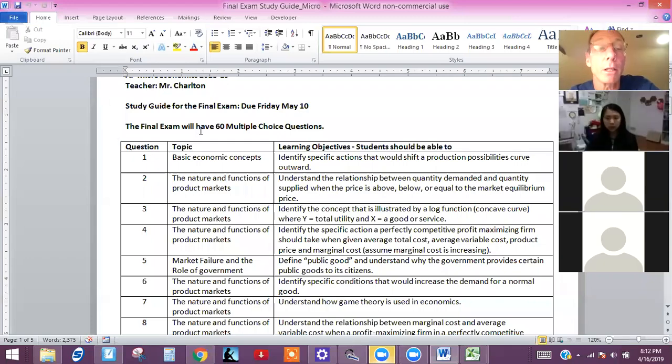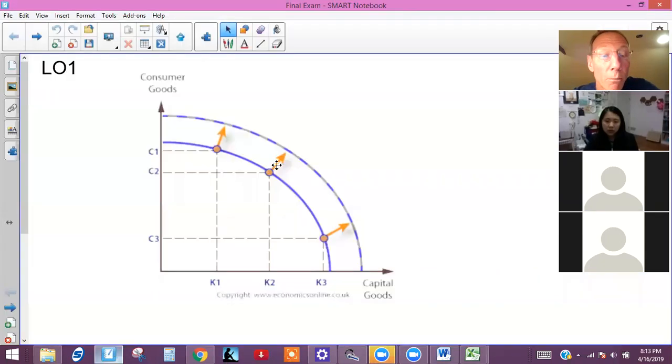So we're looking at question 1. Identify specific actions that would shift a production possibilities curve outward. So what we're talking about is economic growth. Anything that's going to, and we've had 2 or 3 questions on your quizzes that ask you what would cause economic growth. But what we're asking is what would shift this production possibilities curve out?